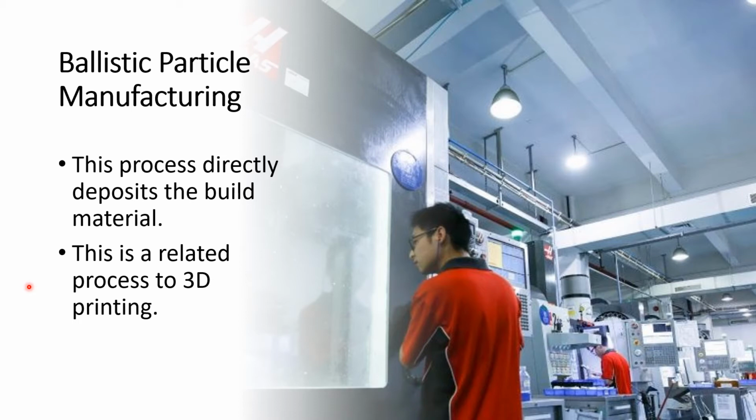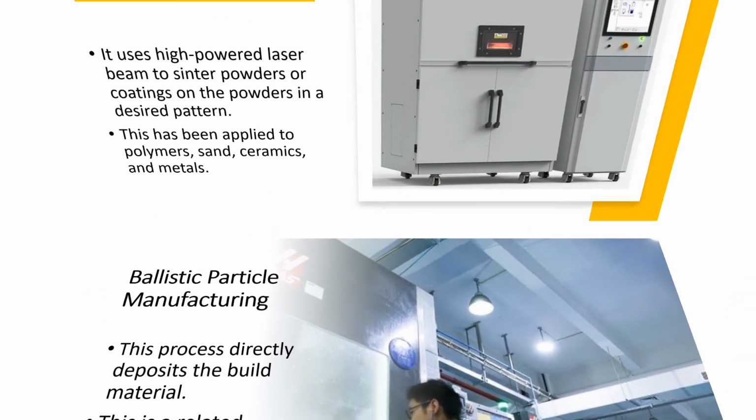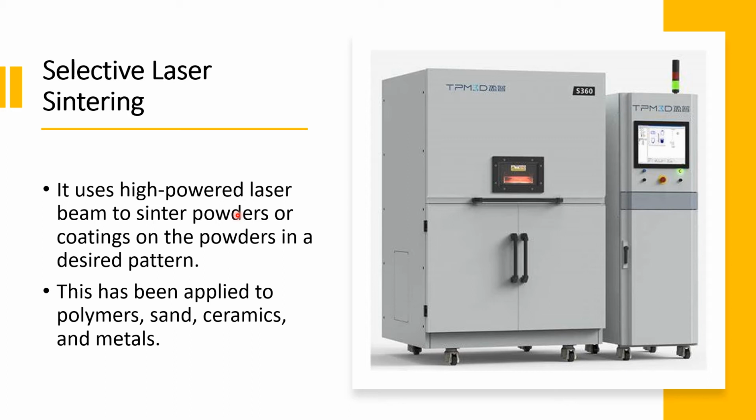Alright, the next one is ballistic particle manufacturing. For this process, we directly deposit the built material, and that's pretty much similar to your 3D printing. Alright, so selective laser sintering. Here we use a high-powered laser beam, meaning a strong one, to sinter the powders or coatings on powders in a desired pattern. So basically, we're using the laser to make patterns. And this has been applied to polymers, sand, ceramics and metals.